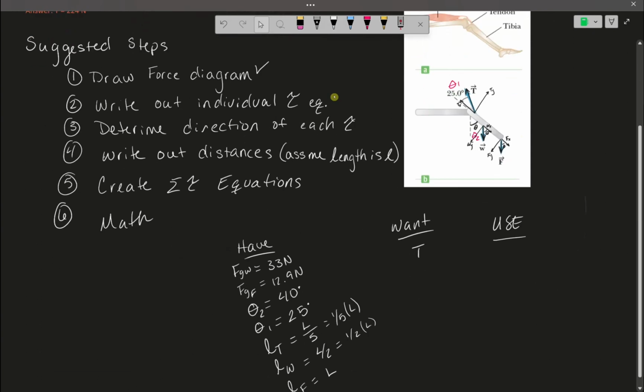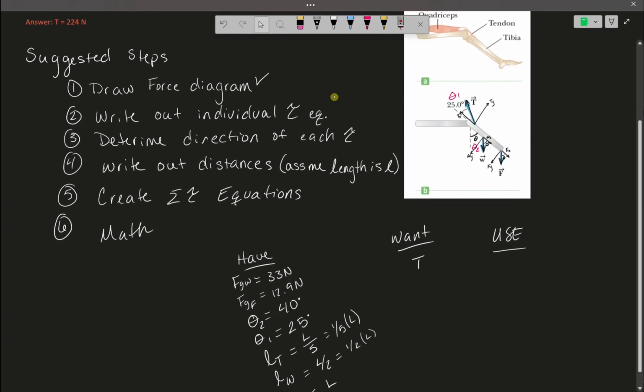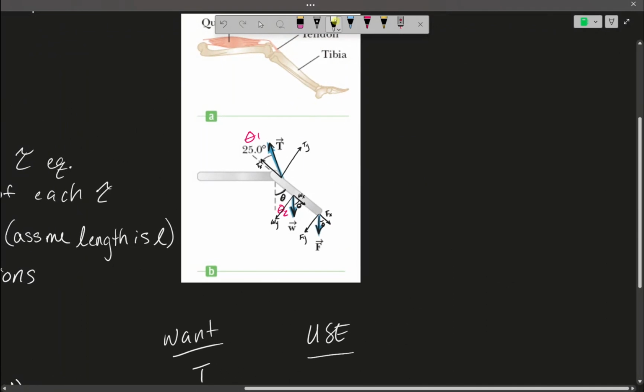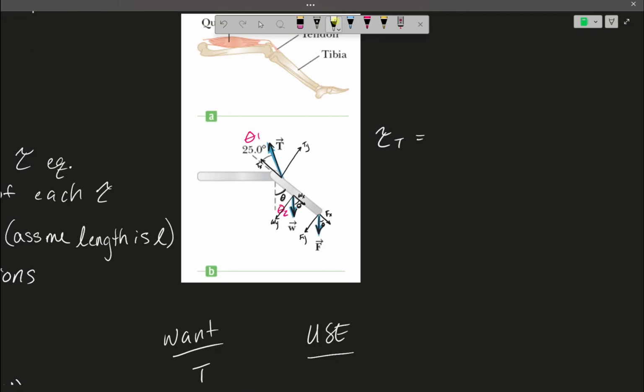I'm going to write out the torque for each one of these forces. So I'll do this over to the side here. I have the torque due to tension. This is going to be the length due to tension, like how far away this force is from my pivot point. Obviously my pivot point is my knee. So I need to know how far away that is. That's going to be L times T.